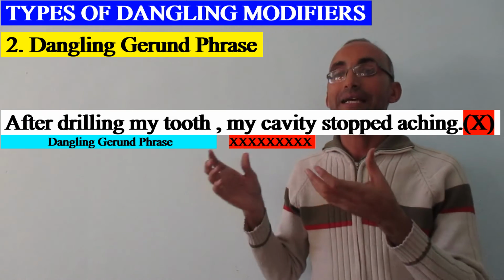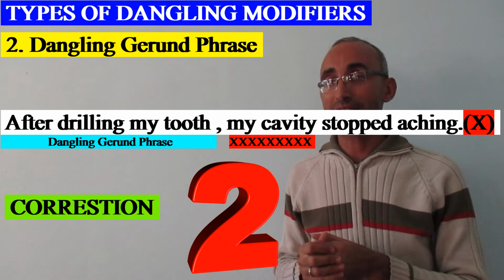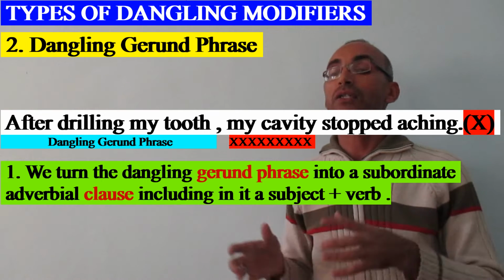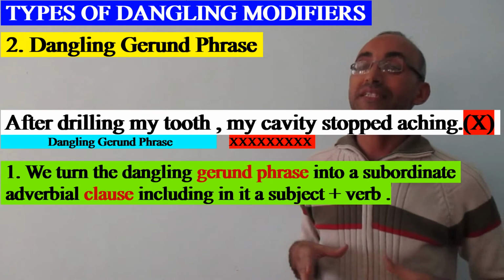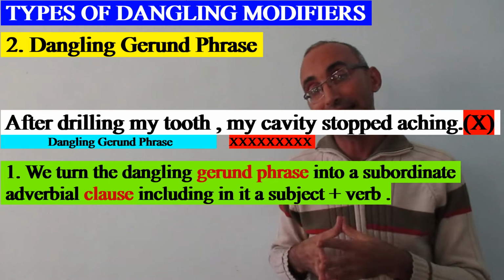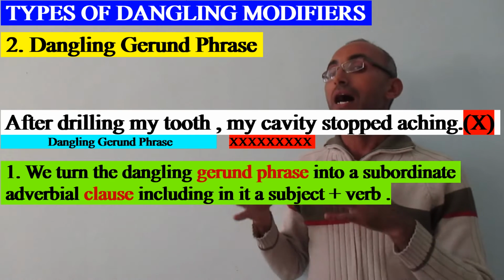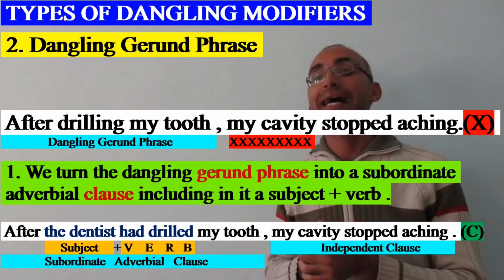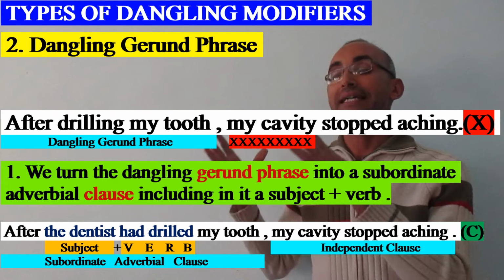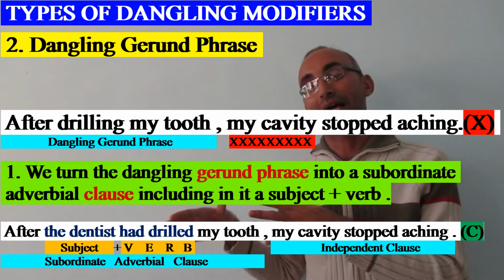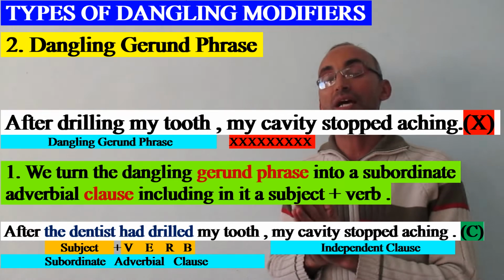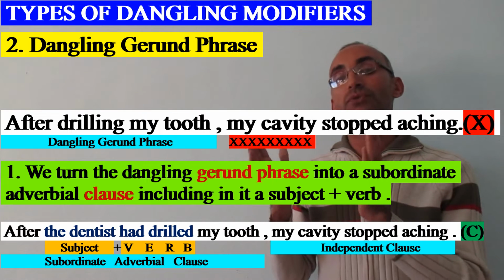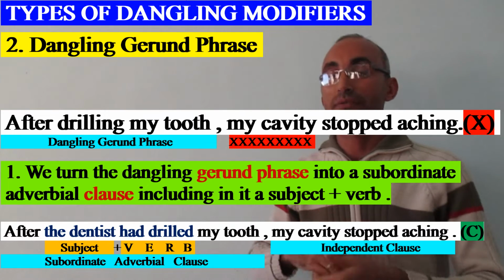So here I must fix this error by always turning first my dangling gerund phrase into an adverbial clause, providing within it my subject clearly and my verb. And I write, after the dentist had drilled my tooth, comma, my cavity stopped aching. I leave the second part as it is. I changed only the first part to be an adverbial clause.